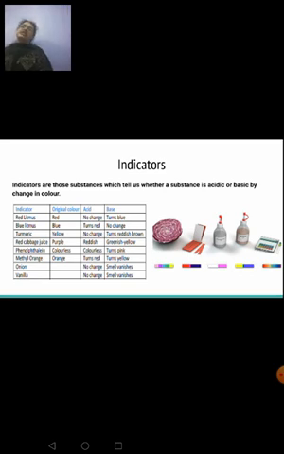These indicators can be classified as natural indicators, synthetic indicators, and olfactory indicators. Natural indicators, the examples given here, are turmeric and red cabbage juice. Your onion and vanilla are olfactory indicators. They have a strong smell. Your phenolphthalein and methyl orange are synthetic indicators.